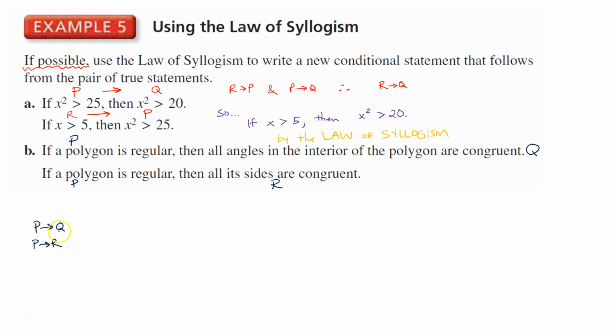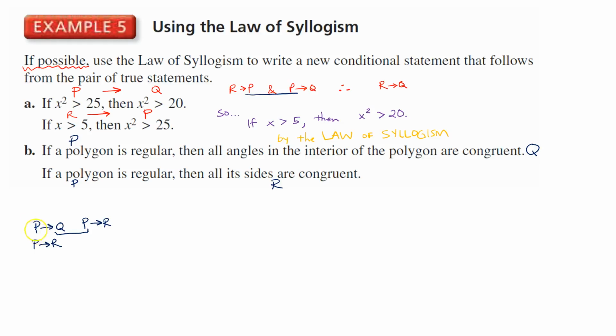P implies Q and P implies R. That doesn't give us a chain. We don't have a layover right here. This isn't the same place. We have P giving us 2 different conclusions, but we don't have a bus stop layover type of thing like we did here, where R takes you to P, and then P takes you to Q.